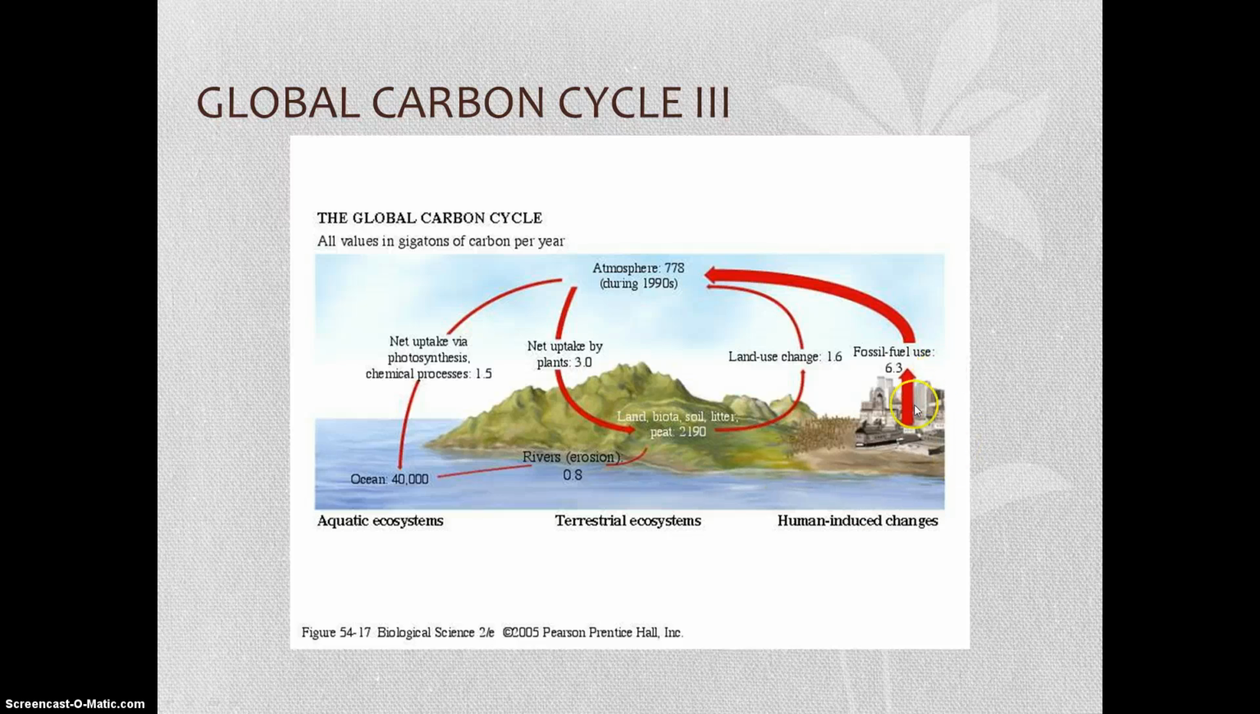However, since the Industrial Revolution, 6.3, now remember this is in the 1990s, 6.3 gigatons of carbon per year is released back into the atmosphere from fossil fuels. You see this big giant arrow here. This is why carbon dioxide has been on such a drastic increase over the last 50 years.